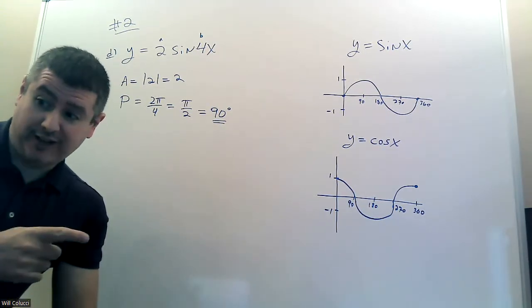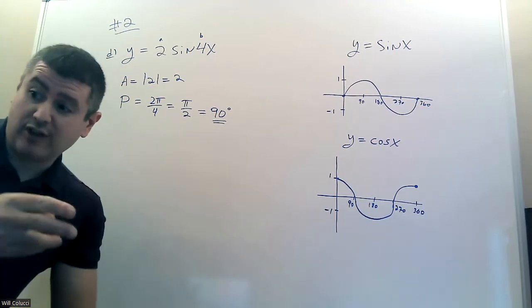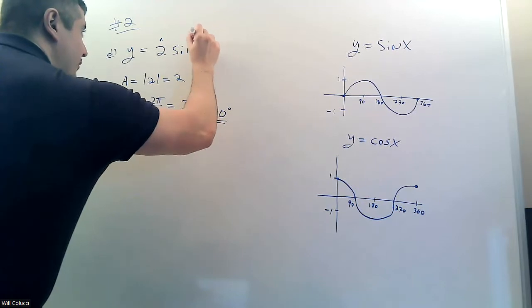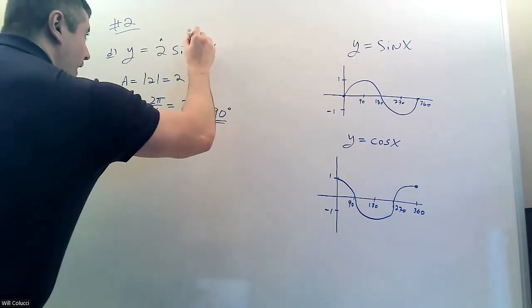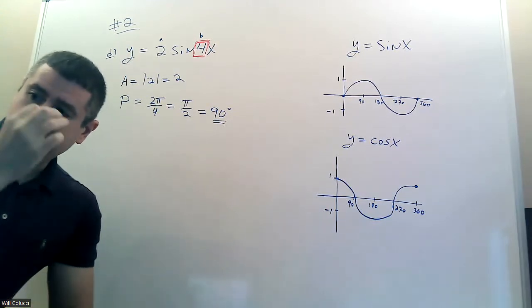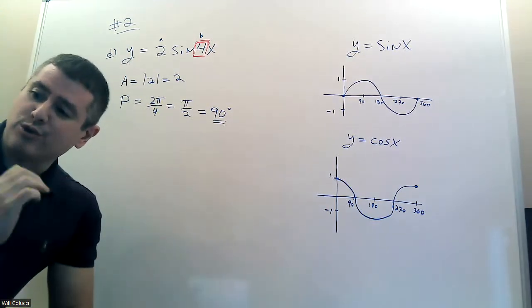That means from 360, right? 90, 180, 270, you're going to get 4 of them. How do I know it's 4? Where do I see a 4? There's no 4 anywhere. The number in front of the x is how many waves you draw.